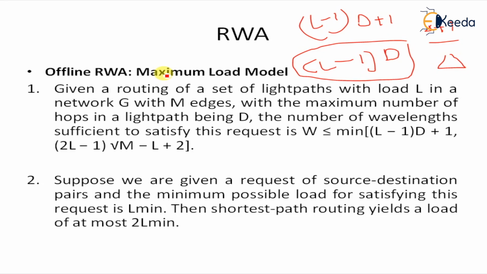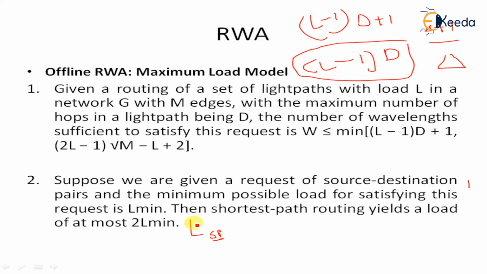Next, suppose we are given a request of source destination pairs and the minimum possible load for satisfying this request is L_min. Then shortest path routing yields a load of at most 2 L_min. For this case, consider shortest path routing, and I am just giving a notation here: L_SP for shortest path routing.